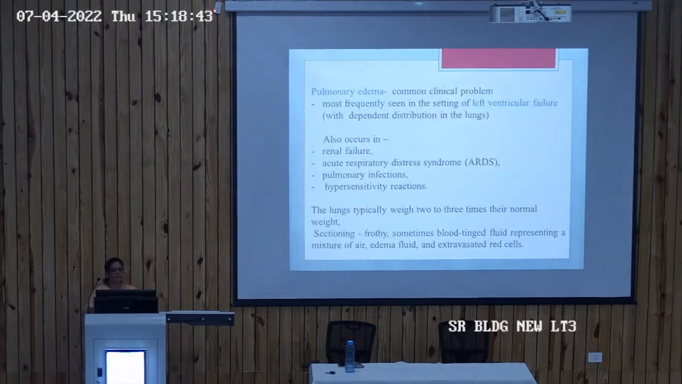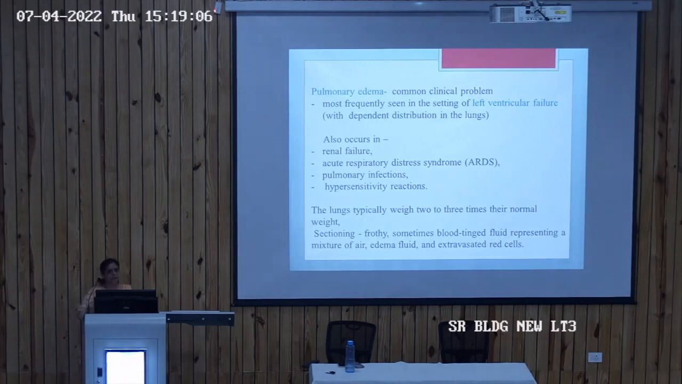Pulmonary edema is the most common clinical problem, most frequently seen in the setting of left ventricular failure. It can also occur in renal failure, ARDS, which is acute respiratory distress syndrome, pulmonary infections, and hypersensitivity reactions. Lungs typically weigh 2 to 3 times more than the normal weight, because normally there is air present in it. Now it is replaced by the fluid. So obviously the weight increases.